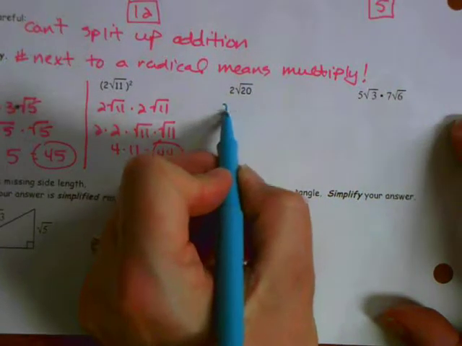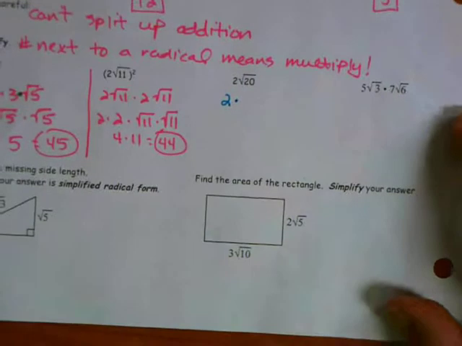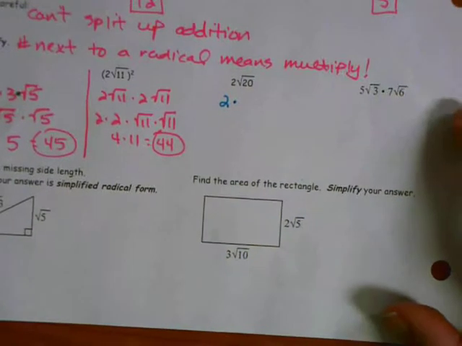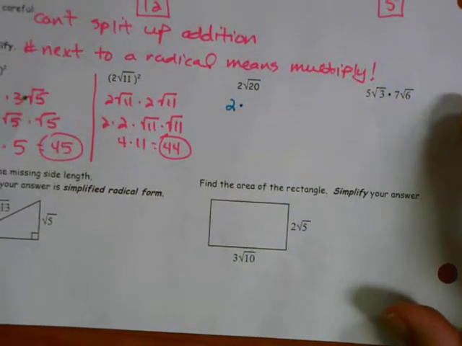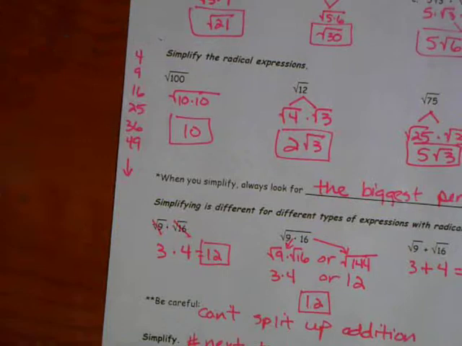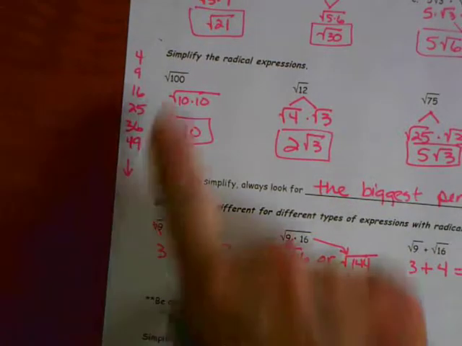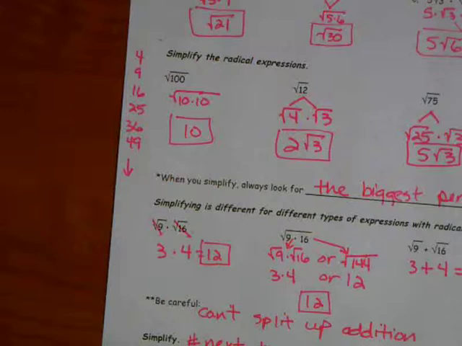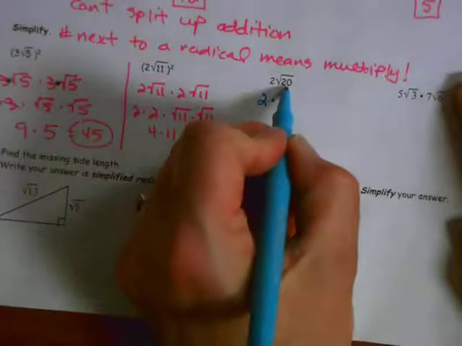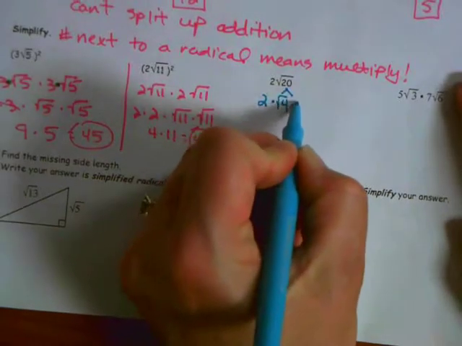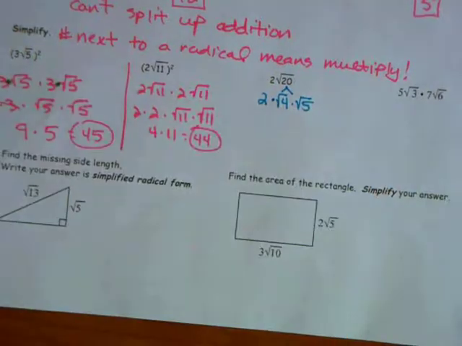There's nothing I can do with that 2, so that's going to stay out front. But 20 has a factor that's a perfect square. What number is it? 10? That's not a perfect square. Look at this list right here, your highlighted numbers. It's 4. So I'm going to write this as the square root of 4 times the square root of 5. It's the same value as the square root of 20. That helps me because I can do what?